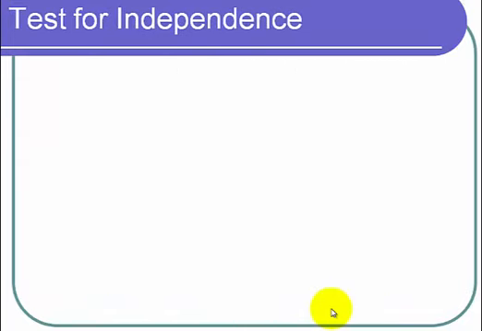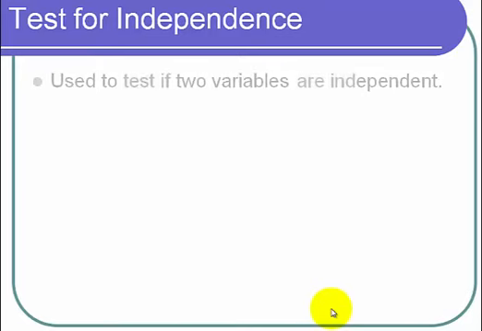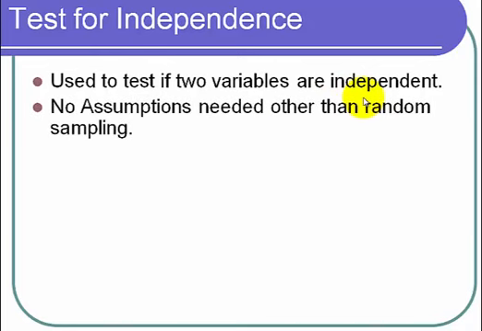So the next test I want to talk about is the chi-squared test for independence. What it does is it tests to see if 2 variables are independent or dependent. Again, similarly to the chi-squared test for goodness of fit, with the chi-squared test for independence, no assumptions are needed, other than random sampling, of course. You never want bias. And also, you want to make sure the expected counts, and we'll see what that means, should be greater than 5. You need a pretty large sample size.